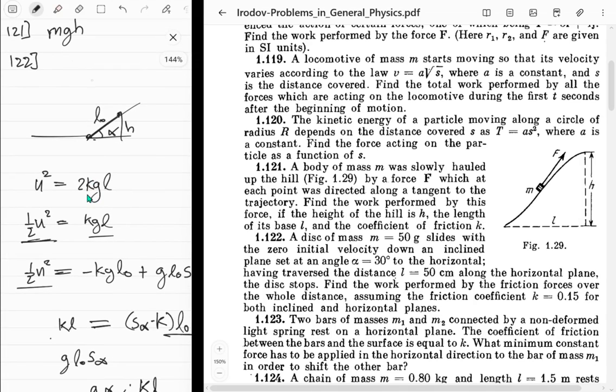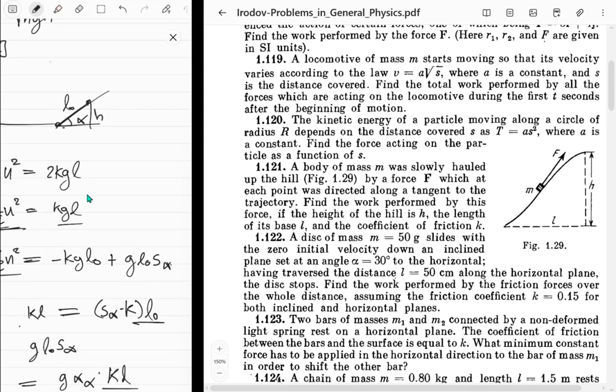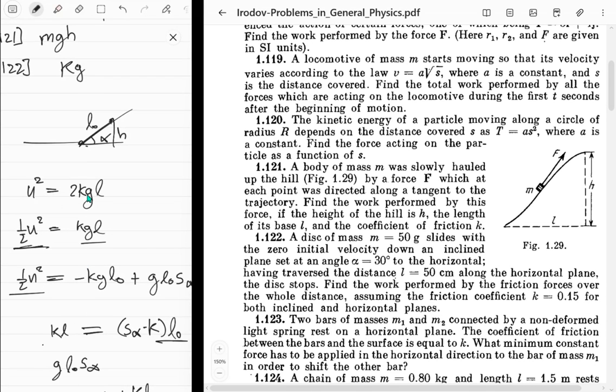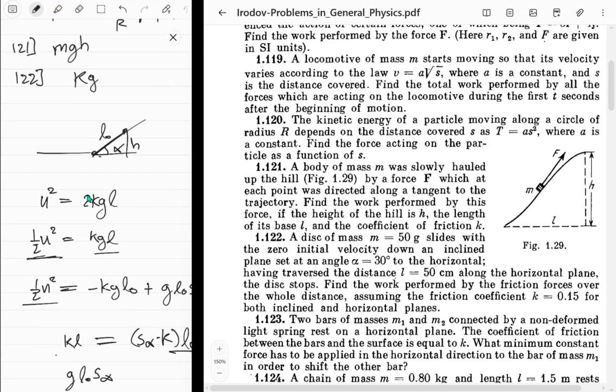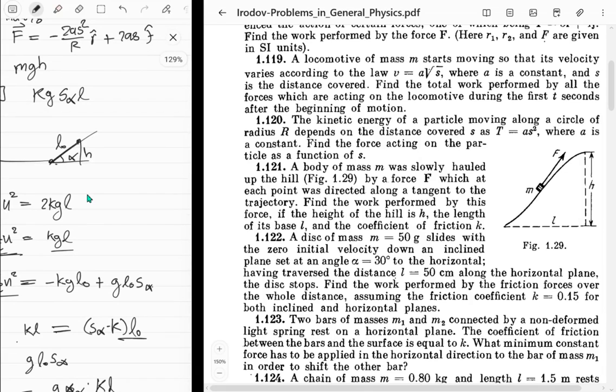Oh, it should be sine alpha, sorry. So it's kg sine alpha times L upon sine alpha minus k.